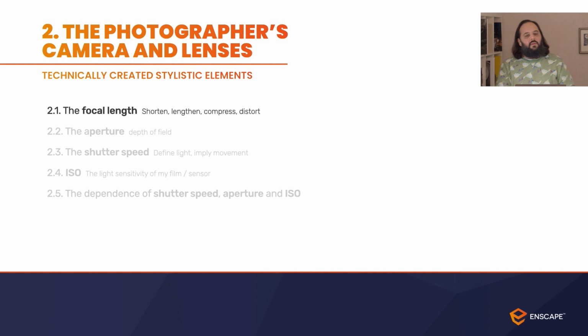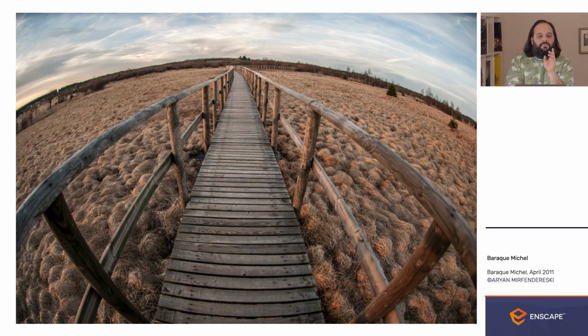We start with the focal length: shorten, lengthen, compress, and distort. There are, of course, focal lengths that are not particularly suitable for everyday photography. In this case, we are talking about a fisheye, which with its 10.5 millimeters bends the entire world. As far as architectural representation is concerned, there are certainly one or two special cases for which such a focal length has its reason for being.